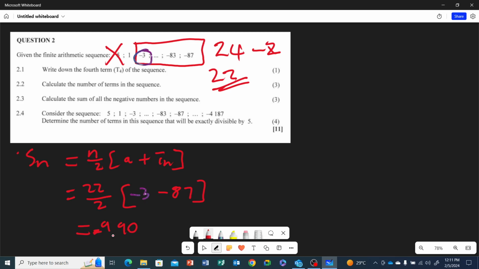Now if you want to solve the 2.4 question, just pause the video, try to solve it, and I will then solve it for you. All right, let us proceed. Question 2.4, it says consider the sequence 5, 1, -3, and so on, with a gap up until -83 and -87. Determine the number of terms in this sequence that will be exactly divisible by 5.